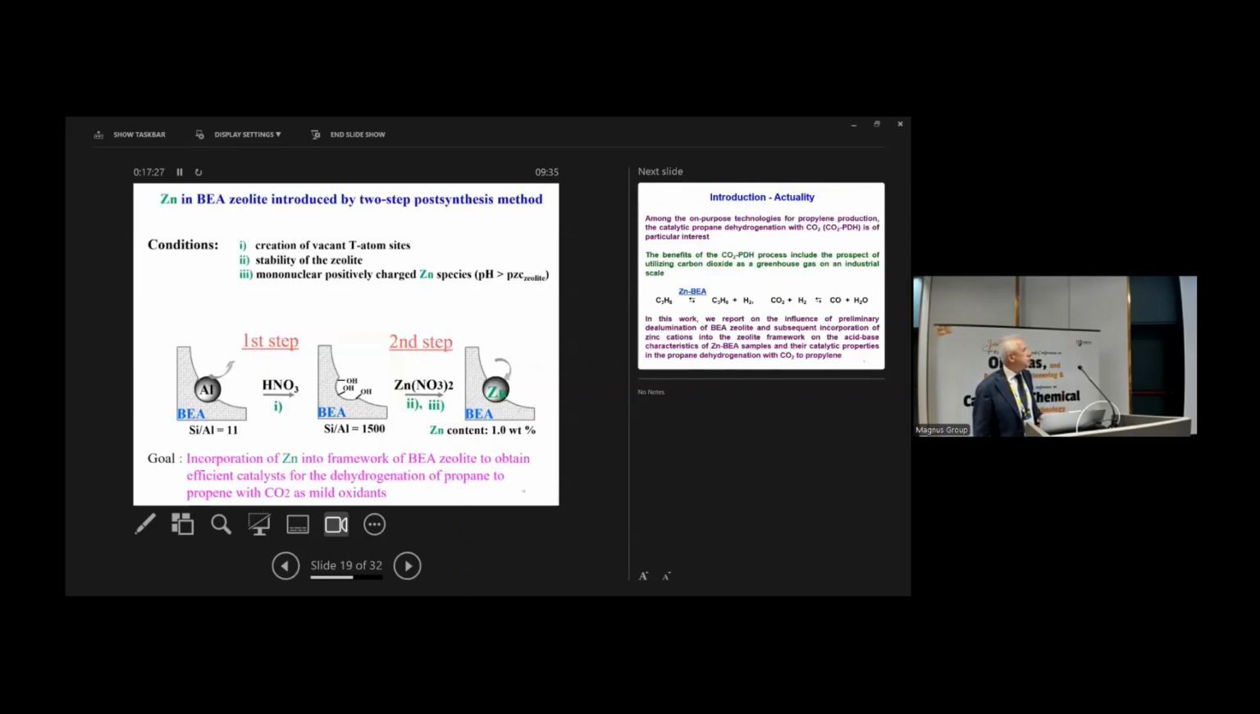Now I would like to show you a second application of the catalyst prepared with a similar two-step process method, when we incorporate zinc in the beta zeolite. In this condition, in the second step, we incorporate zinc in the vacancy site formed by the removal of aluminum in the first step by treatment with nitric acid. So in this condition, we form also vacancy sites, and these vacancy sites are contacted with zinc precursor. We show you that after this reaction, zinc is incorporated in the framework position of the zeolite. This kind of catalyst will be applied in dehydrogenation of propane to propylene with CO2 as mild oxidant.